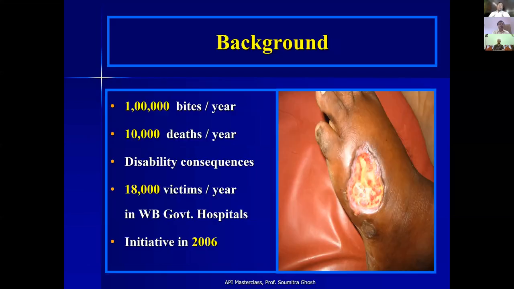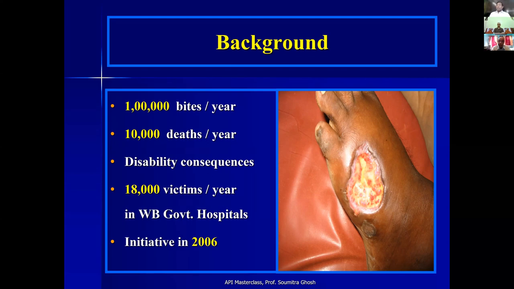So in this background, there are more than a lakh of bites per year in India, and surely more than 10,000 deaths per year, and it may lead to almost 50,000 also. And West Bengal is one of the big four states in India, where snake bite is rampant. Maharashtra, Tamil Nadu, Kerala are the other three states where snake bite is very important. So it has many disabilities, which go on after the bite occurs or after the immediate management is done. In West Bengal, government hospital records say there are more than 18,000 victims per year.